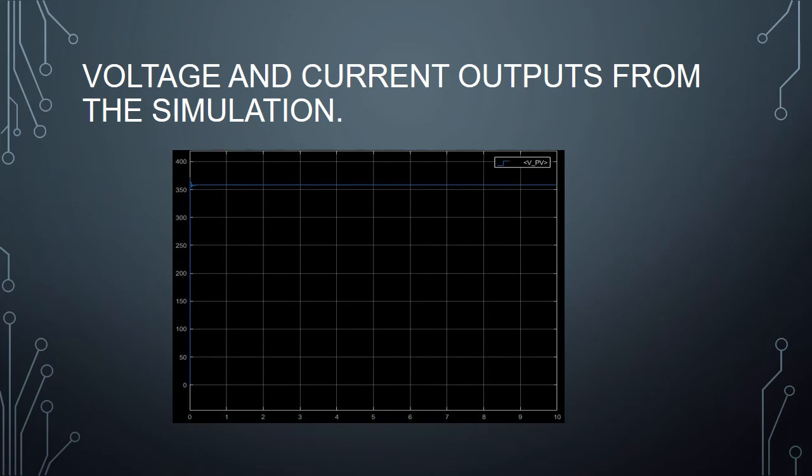These are some of the outputs that we have gathered from the simulation. For the maximum power point tracking, it is seen that initially the voltage measurement was around 360. After that, it decreased to 355, and it is fixed till the advancement of time.